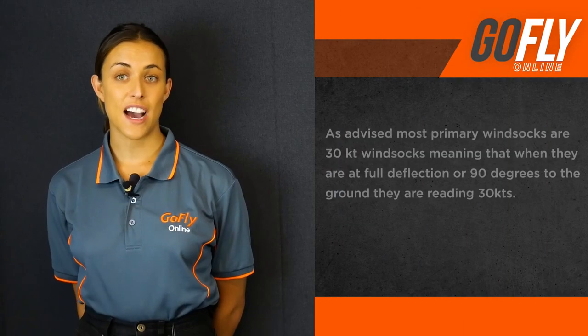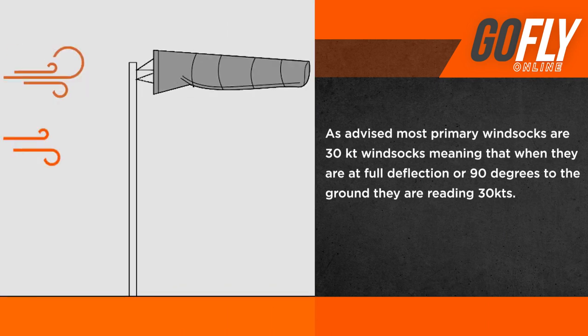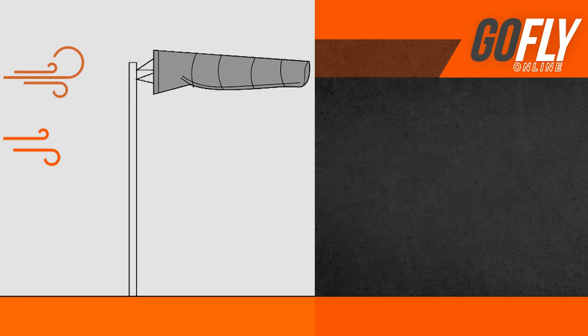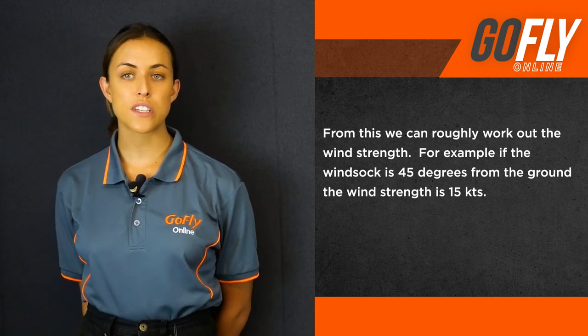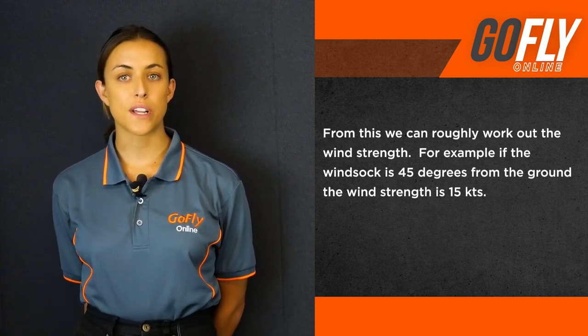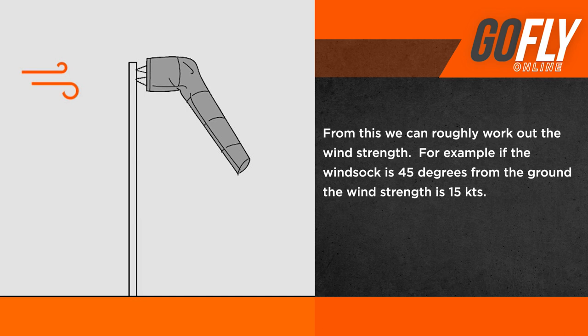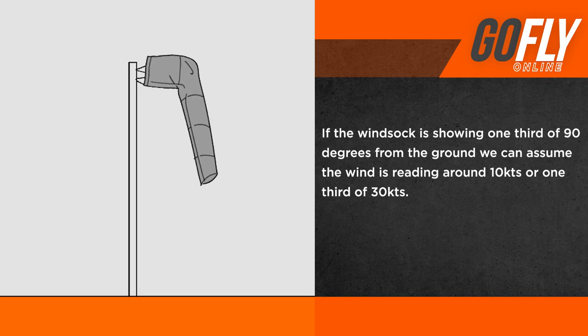From the angle of the windsock from the ground, we can now get an accurate idea of wind strength. As advised, most primary windsocks are 30 knot windsocks, meaning that when they are at full deflection or 90 degrees to the ground, they are reading 30 knots. From this, we can roughly work out the wind strength. For example, if the windsock is at 45 degrees from the ground, the wind strength is 15 knots. If the windsock is showing one third of 90 degrees from the ground, we can assume the wind is reading around 10 knots, or one third of 30 knots.